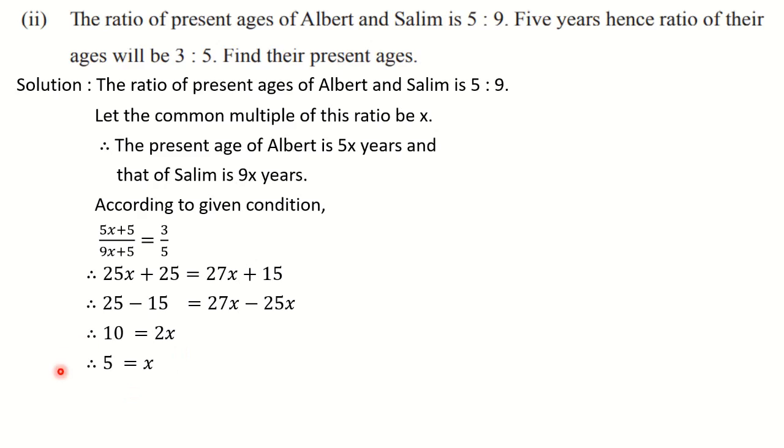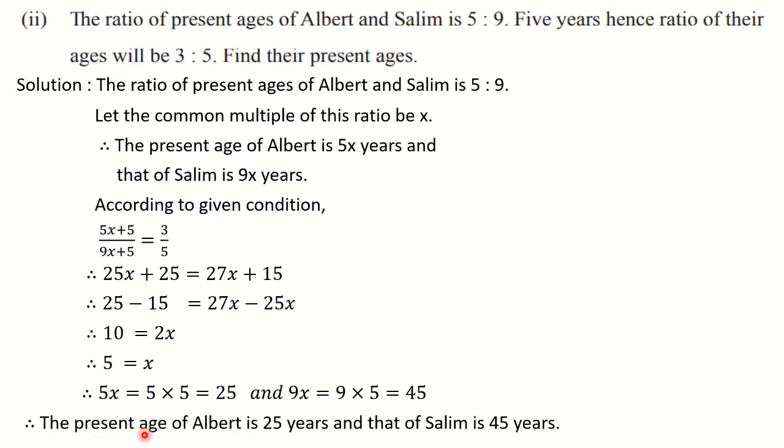Okay. We got the value of x as 5, but don't stop here. See, we have to find the present ages of Albert and Salim. That means we have to find the values of 5x and 9x. So get those values. Therefore 5x is equal to 5 into 5, 25, and 9x is equal to 9 into 5, 45. And the final answer as a statement: Therefore the present age of Albert is 25 years and that of Salim is 45 years. Write it down.